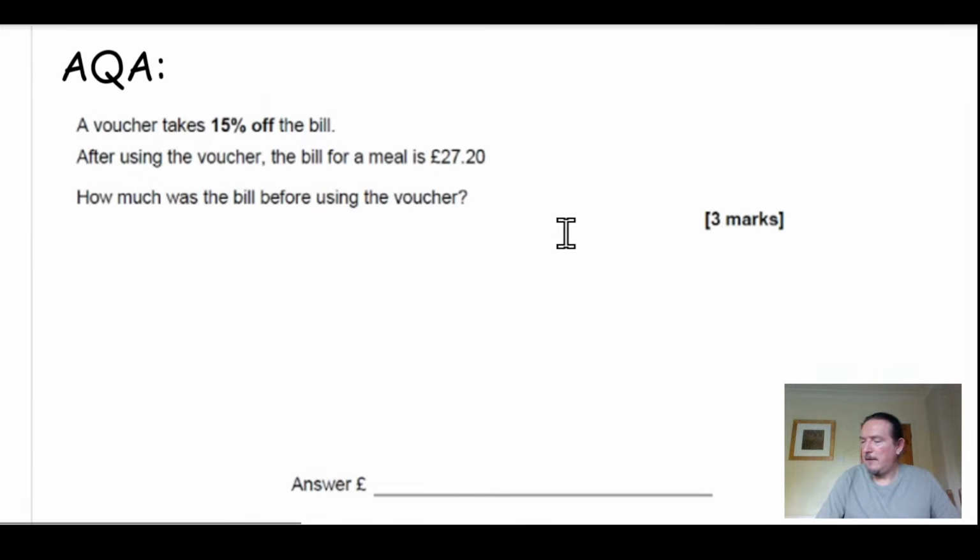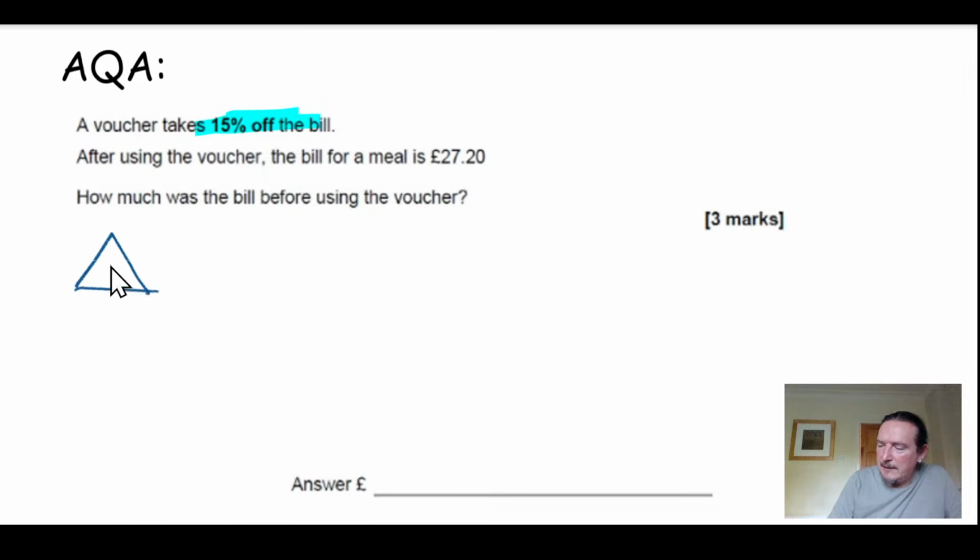The AQA one: a voucher takes 15% off a bill. After using the voucher, the bill for a meal is £27.20. How much was the bill before the voucher? Okay, so let's have a quick think about this. So 15% off the bill. So this is going to be the multiplier, isn't it? So if we start off with 100% and we take 15% off, then we've got 100 minus 15, we've got 85% left. So the multiplier is going to be 85% or 0.85 in this question.